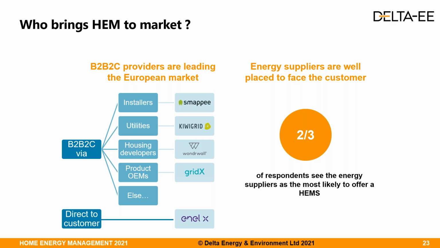So we've seen companies like E.ON, ENGIE, and Centrica really investing in HEM experts such as Gridex or GreenCom Networks and many others. And actually, this view is confirmed by our latest customer survey, which showed that two thirds of the respondents see the energy suppliers as being the most likely players to provide HEMs in the future.